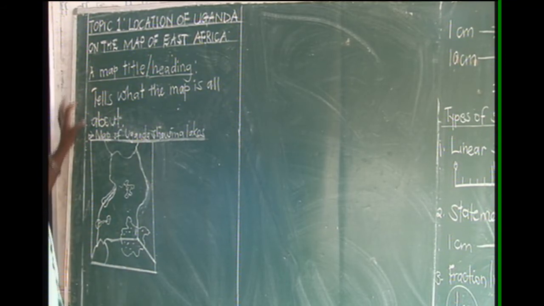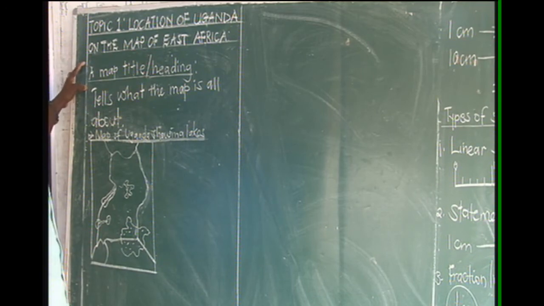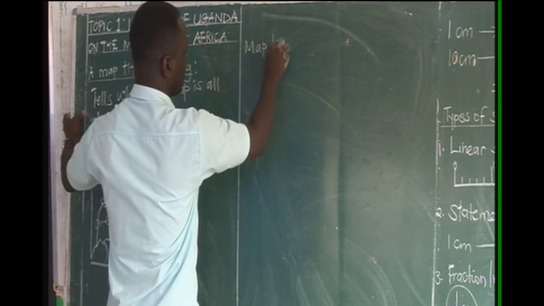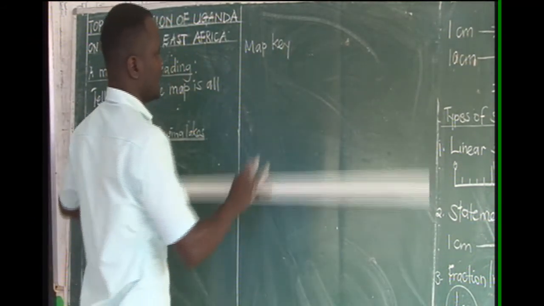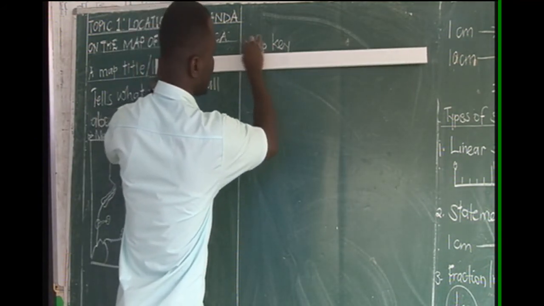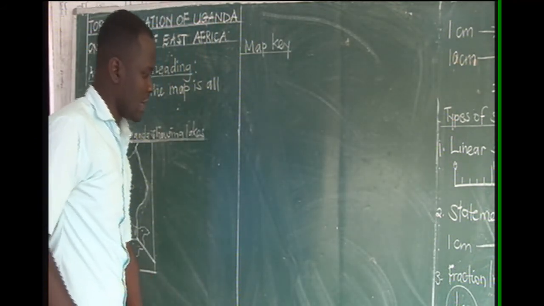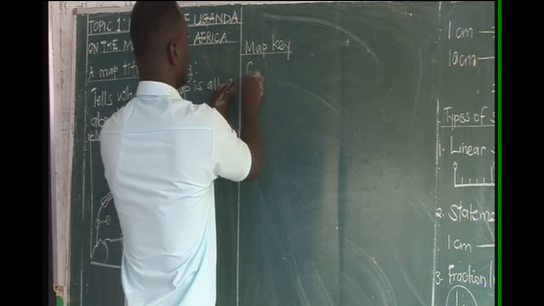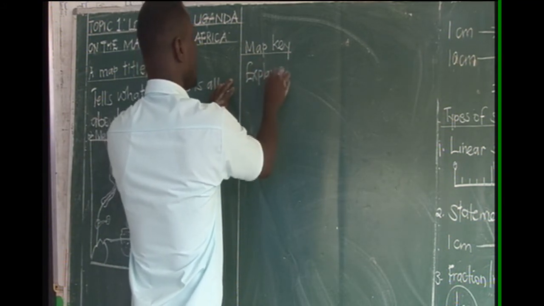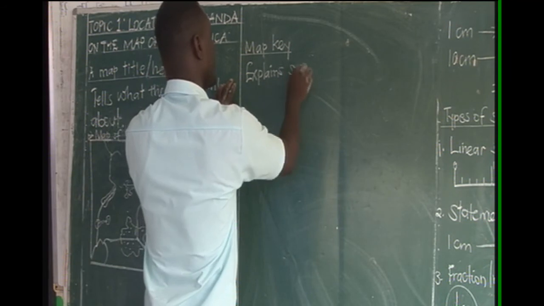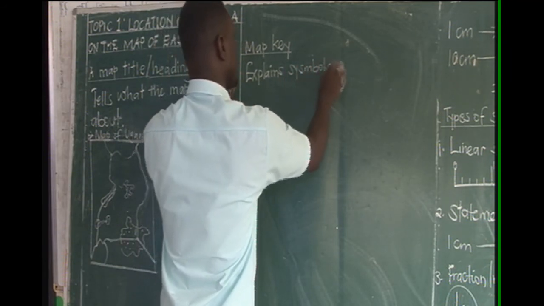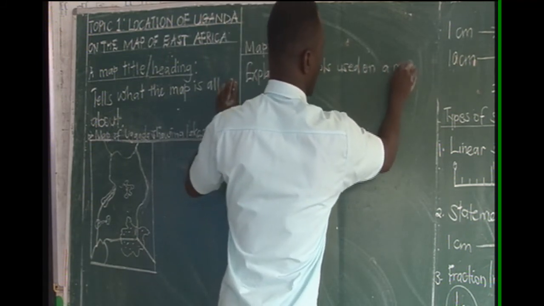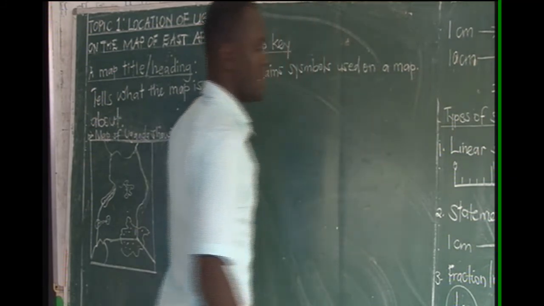Then to add on this, the last element that I'm going to discuss with you is the map key. It is a very vital element of the map that we cannot end our lesson without mentioning. Now, the map key explains the symbols used on a map. It explains symbols used on a map.